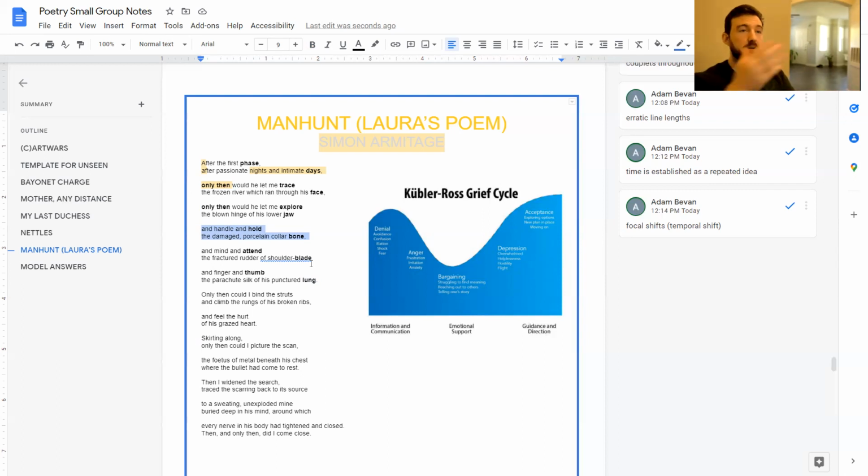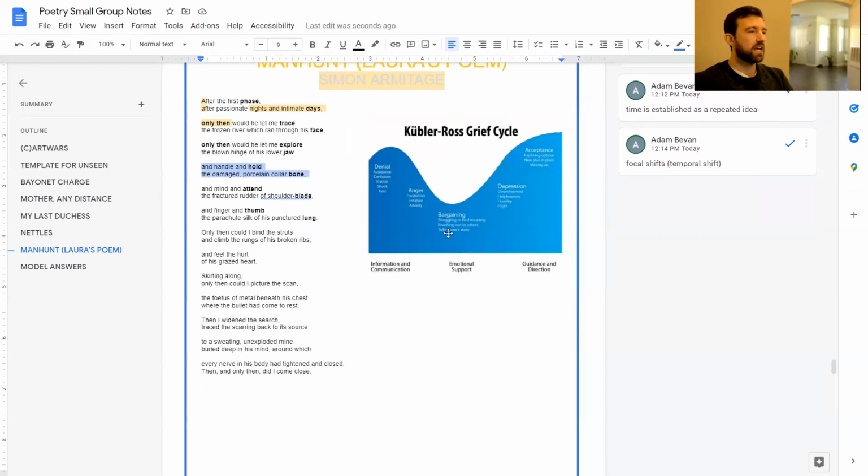And that makes sense because of the theme of time. Time is moving along. And so the grief cycle is moving along. Then we get to potentially bargaining later on. And notice again, the time keeps on going along. Only then, and, only then, and. Skirting along, only then, again, yeah?